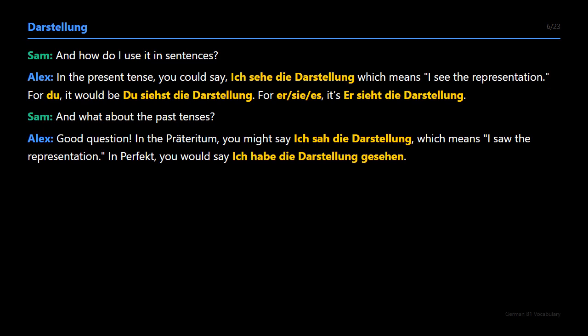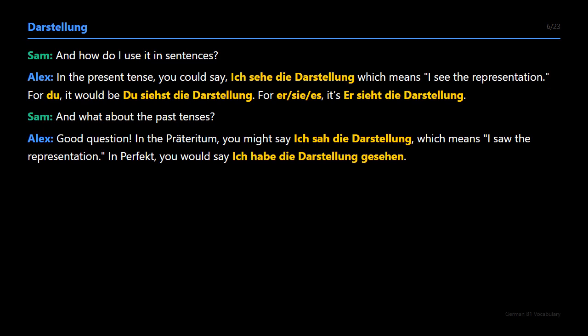In the present tense, you could say Ich sehe die Darstellung, which means I see the representation. For du, it would be Du siehst die Darstellung. For sie, es, it's Sieht die Darstellung.